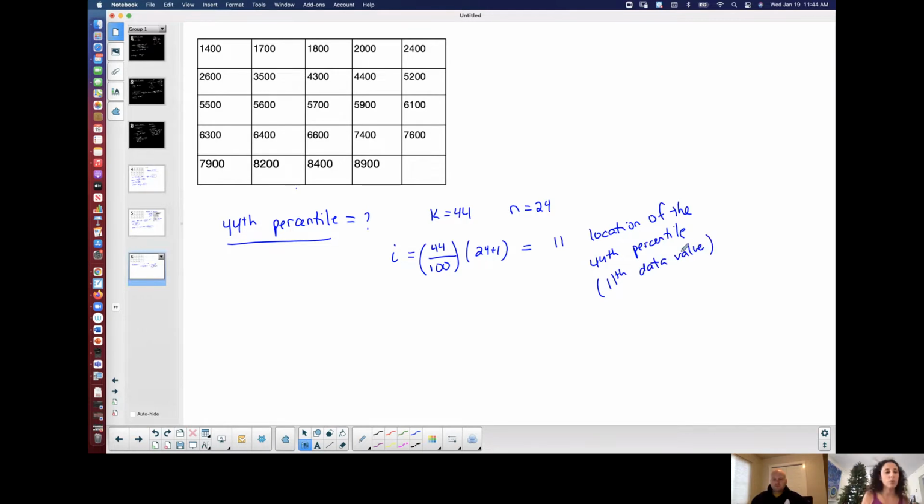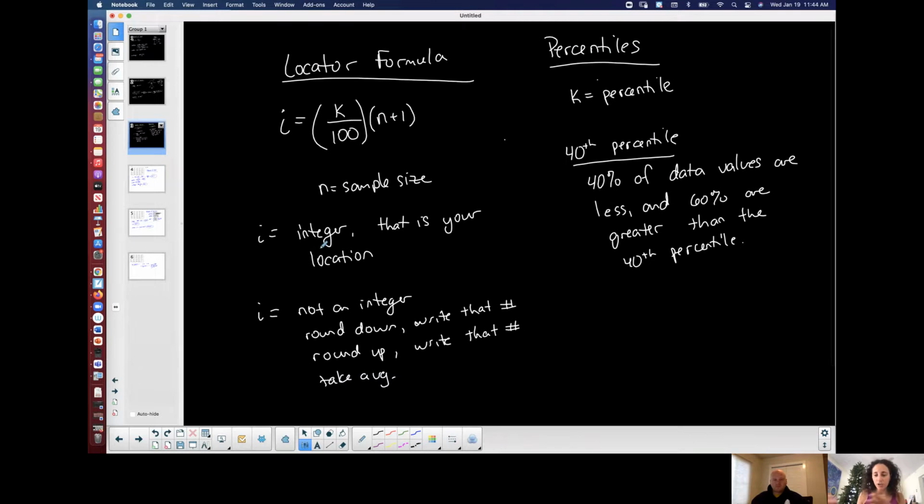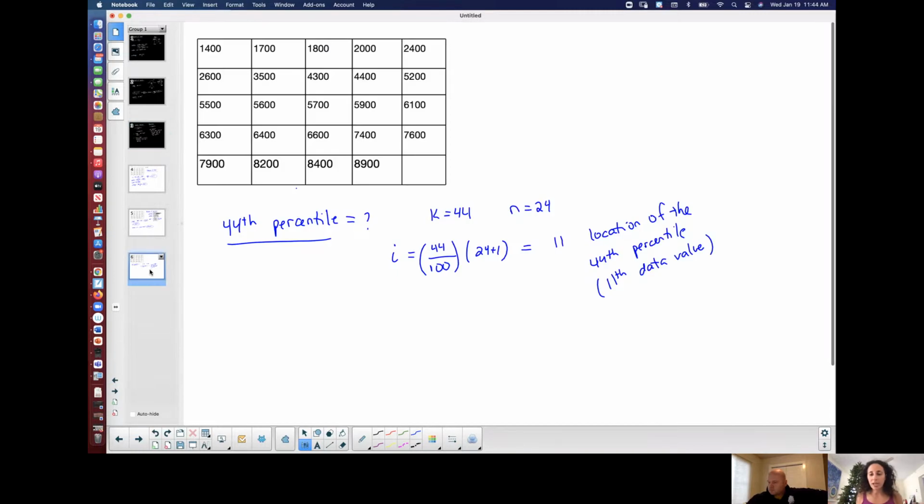Now, back to this real quick, right? I said if I get an integer, or I should say a whole number, it shouldn't really be negative, but if it gave me an integer, a whole number, that is the location of my data value. So this is the example where I go through the formula, and I get a whole number, not a decimal. So I need to now count to the 11th data value from least to greatest. 1, 2, 3, 4, 5, 6, 7, 8, 9, 10, 11. This is the 11th data value here. And so my 44th percentile is equal to 5,500.